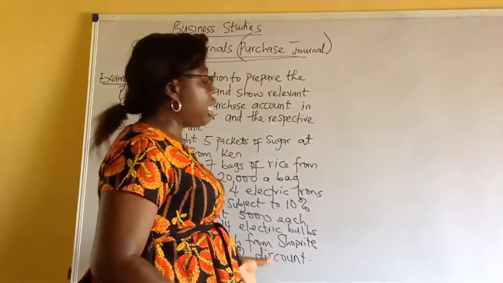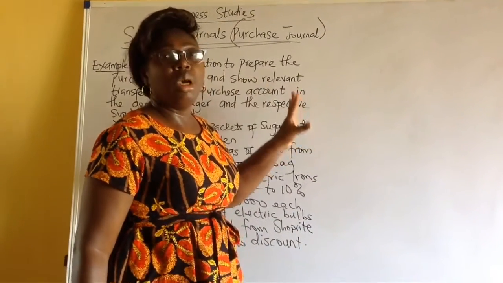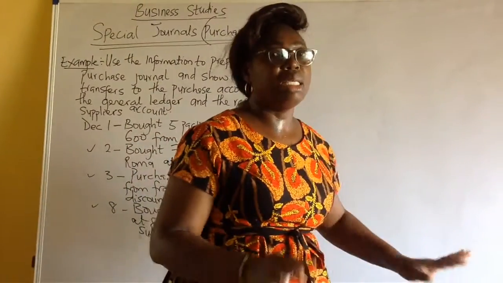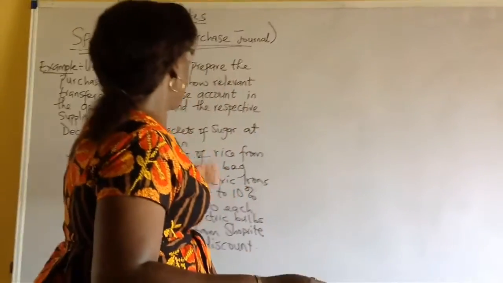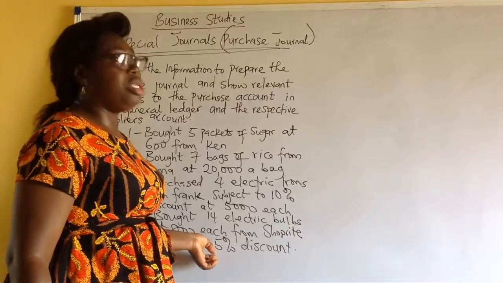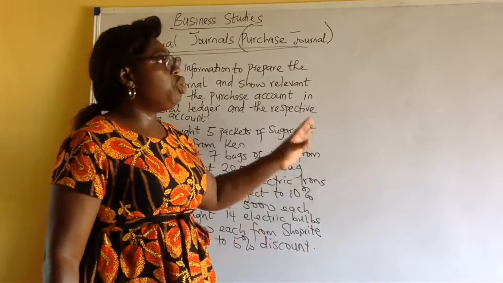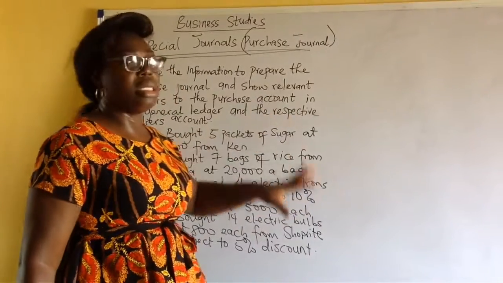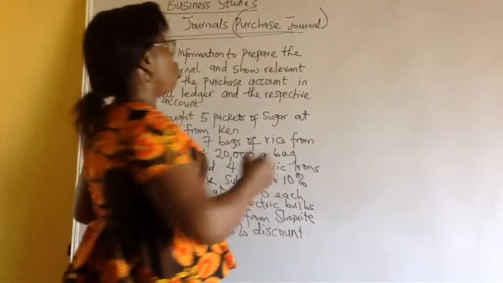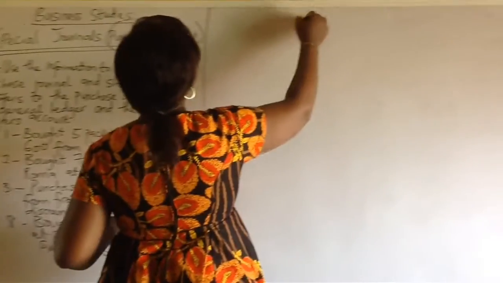We are going to take this example and one other one to show how we can post purchases into the purchase journal and into other relevant accounts. If you take note of this question, we have some of the transactions that are subject to discount. I'm going to show you how to work out the discount and how to post them into the purchase journal. So let's start by first of all ruling it out.